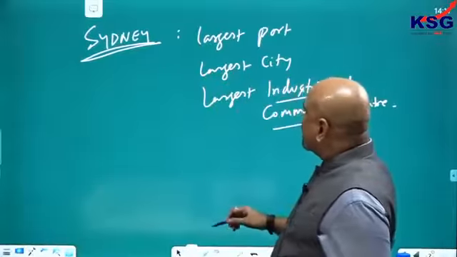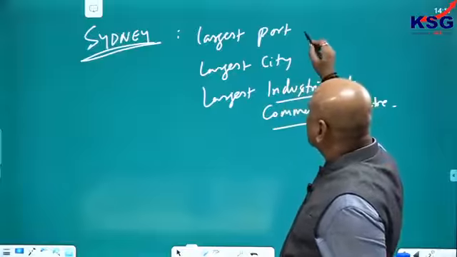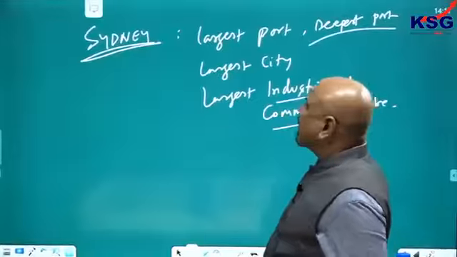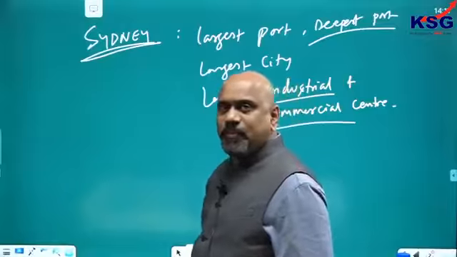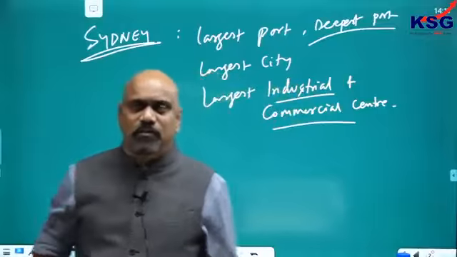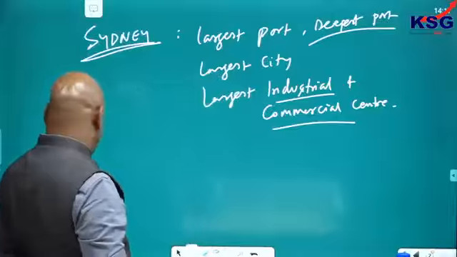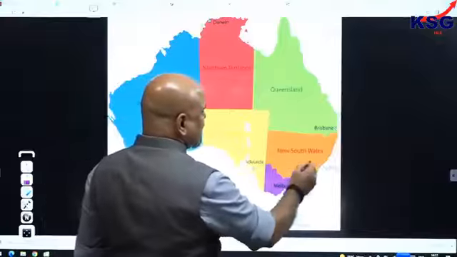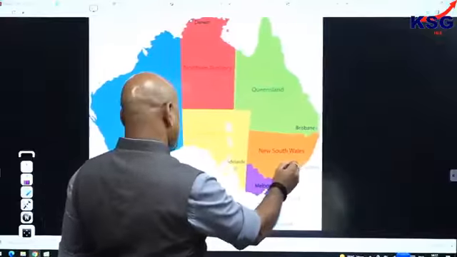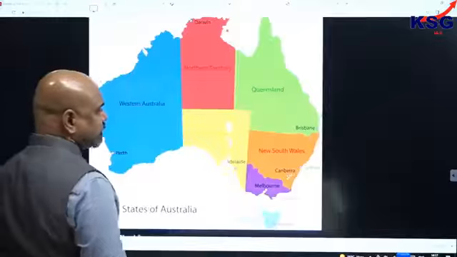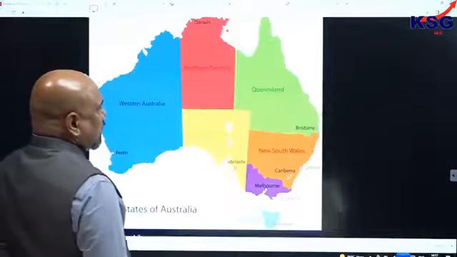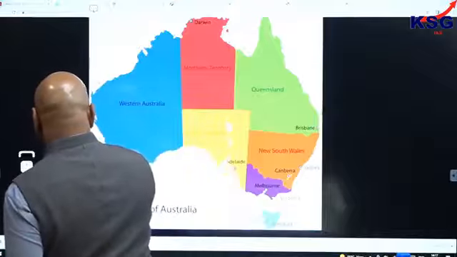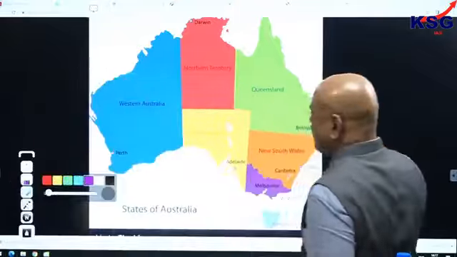Now, Sydney is the deepest port, the largest port is also the deepest port. It is the largest and deepest port. Now, look at the location of this Sydney, major port city here. Largest and deepest port, I said. This is about Sydney only, I said.